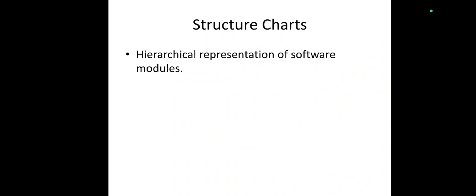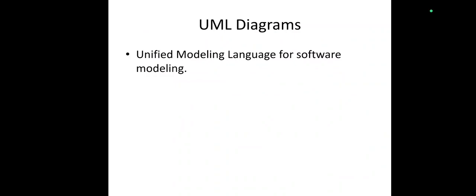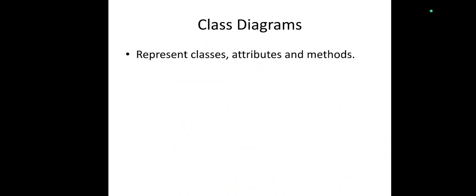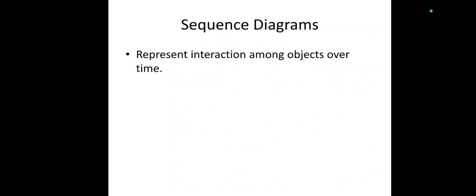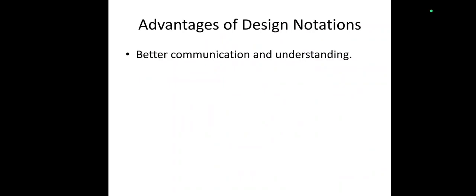Structure chart. Hierarchical representation of software modules. UML diagrams. Unified modeling language for software modeling. Class diagram. It represents classes, attributes and methods. Sequence diagram. It represents interaction among objects over time.